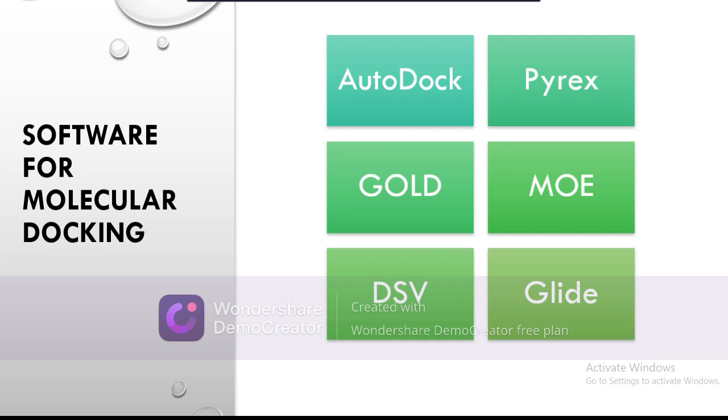Different softwares can be used for molecular docking. Lot of softwares available. Some examples are given here like AutoDock, PyRx, Gold, MOE. MOE is Molecular Operating Environment, Discovery Studio Visualizer, DSV, or Glide. And there are a lot of other softwares we can be used. It depends on availability of the software, and also online softwares can be used, like SwissDock is an important online database or software which is available and can be used for molecular docking.